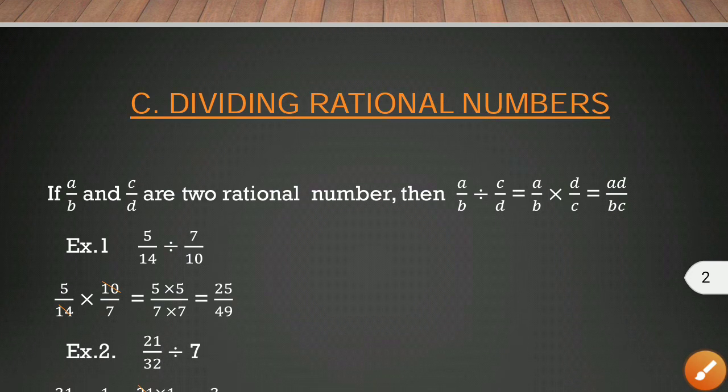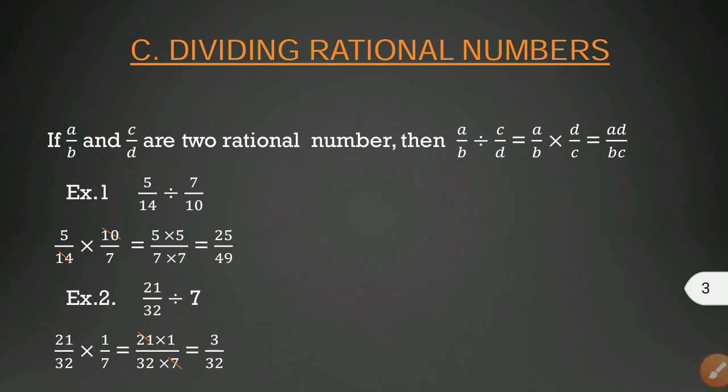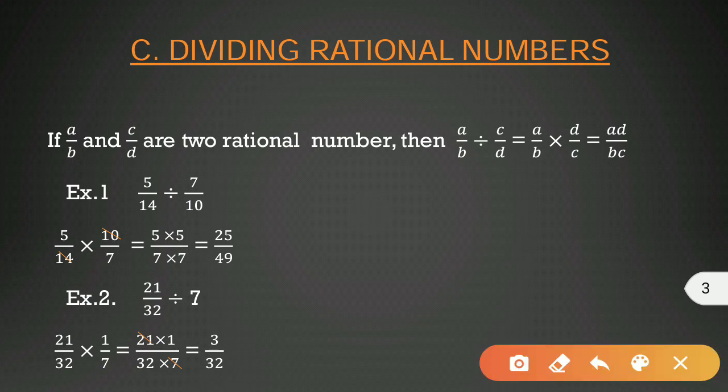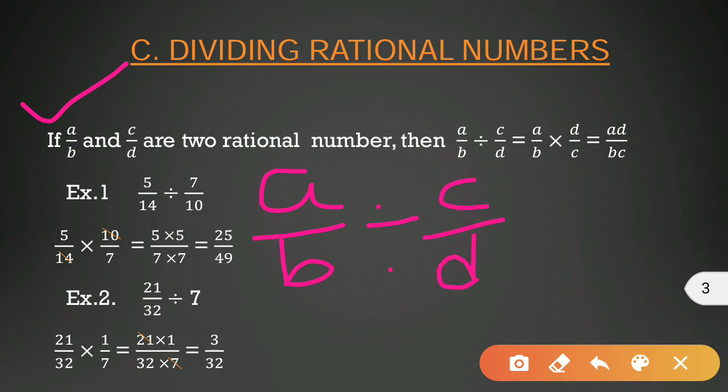Our next topic is dividing rational numbers. For dividing rational numbers, we also need two rational numbers. Suppose a by b and c by d are two rational numbers. Then how to divide this? The sign of divide is this, c by d. As you have already studied in your earlier classes, the reciprocal of divide is multiply.